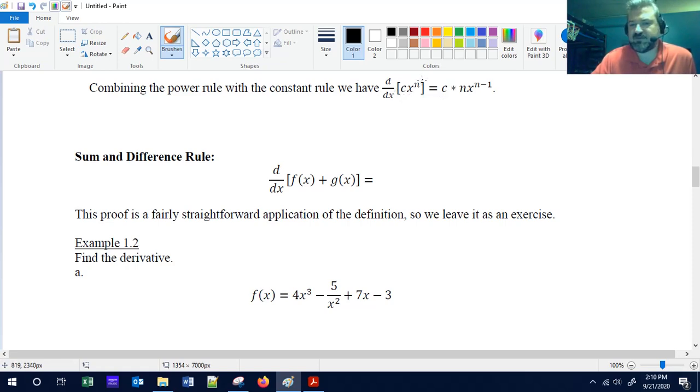Combining the power rule with the constant rule, we get this kind of idea, that if you have a number times x to the n, when you bring down the exponent, we just multiply the current coefficient times that new exponent. And so we'll use that in just a second.